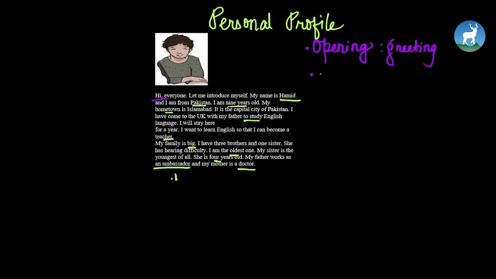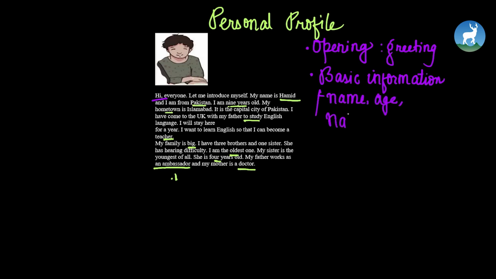The next step should be all about giving the basic information. When you are writing a personal profile, you have to start with a greeting and then move on to giving basic information. The basic information could be their name, age, nationality, and hometown. Do you know what a hometown is? Hometown is the town of one's birth or early life. Or it could also be one's present or fixed residence. Okay.